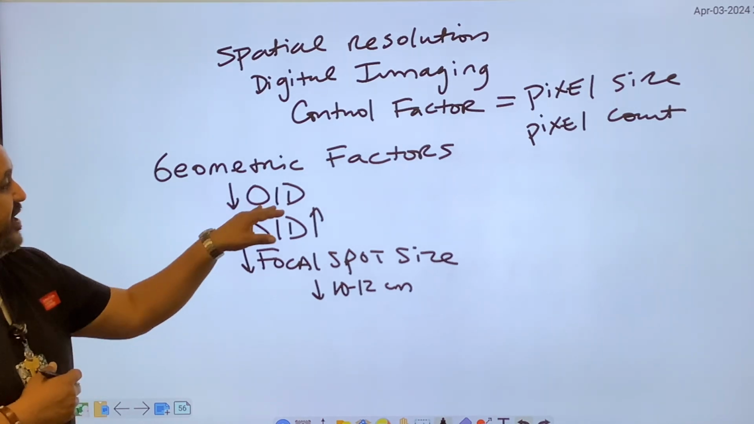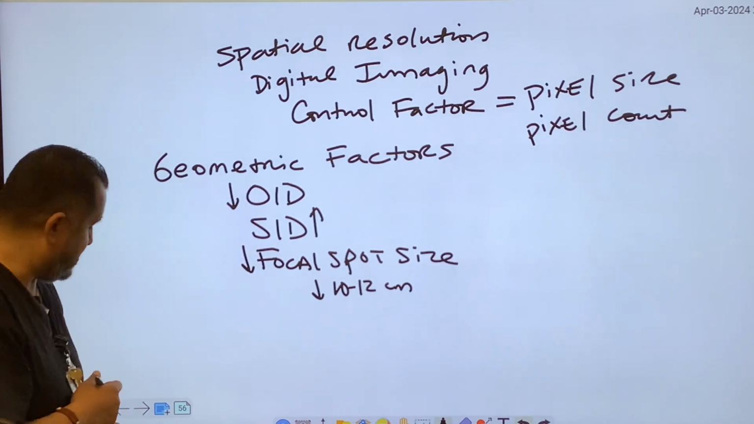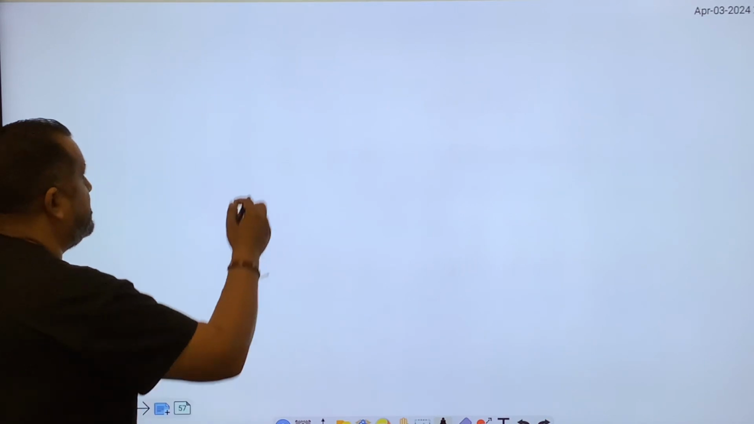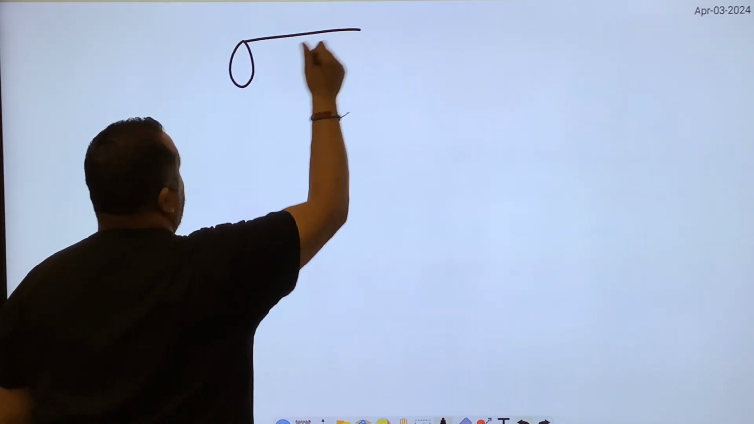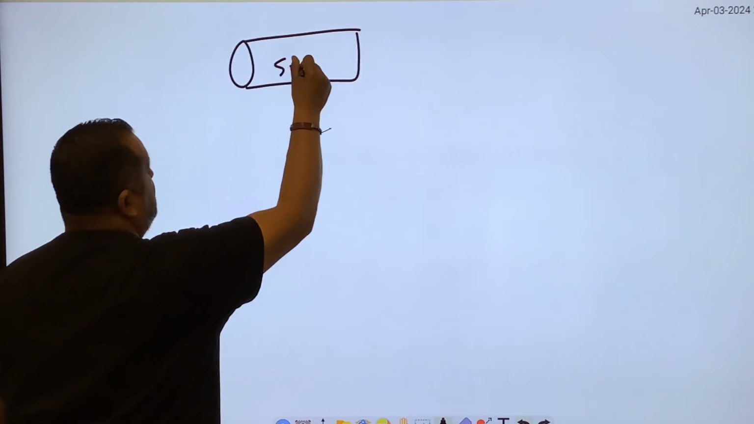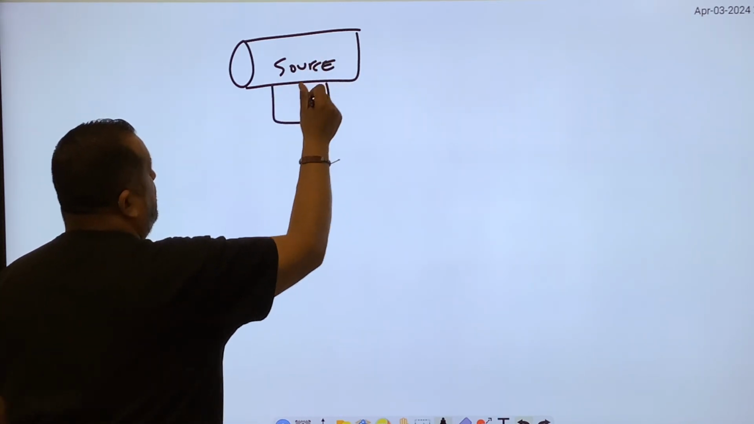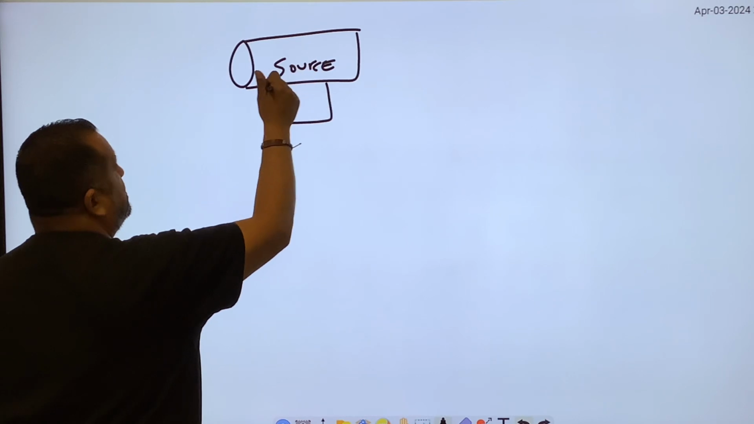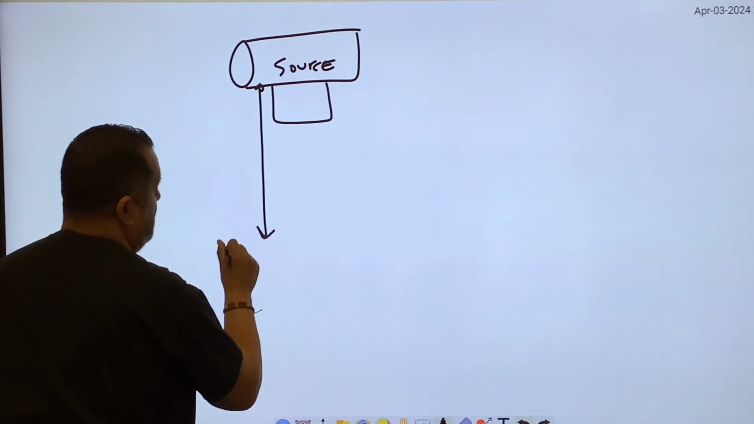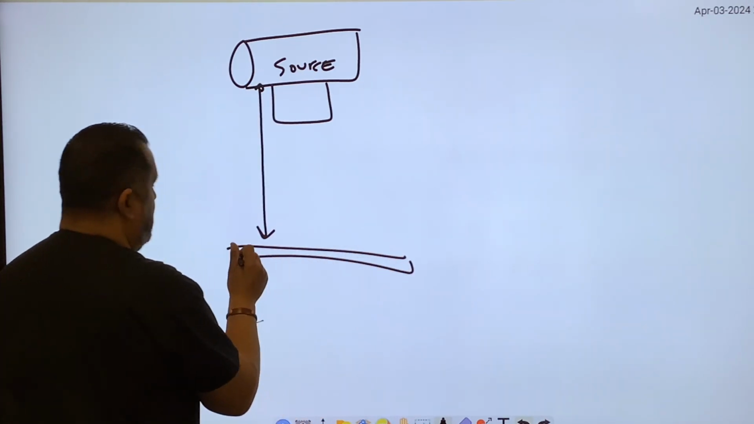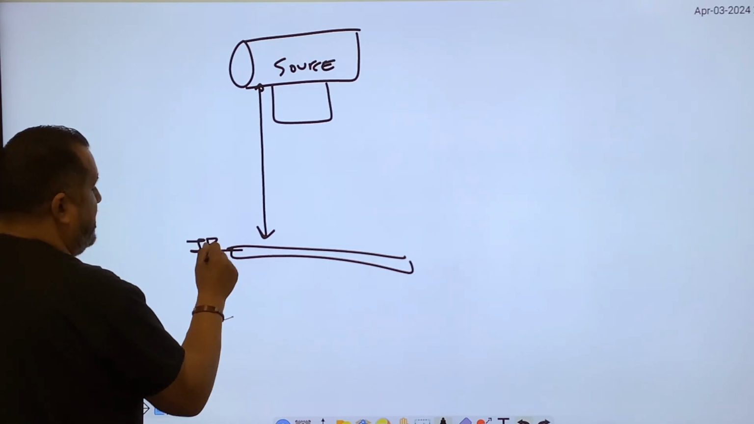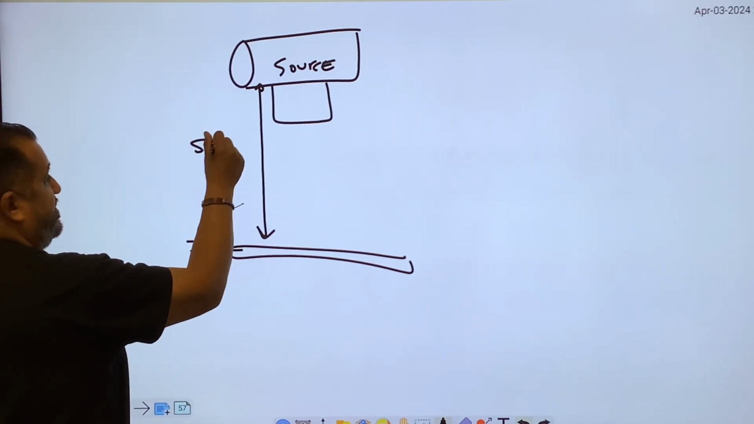So, geometric factors, OID. I'm going to draw our X-ray tube. This is your source of X-rays, right? So you're going to go through the collimator. Your distance from the source to your image receptor, not your OID, this is known as your SID, correct?